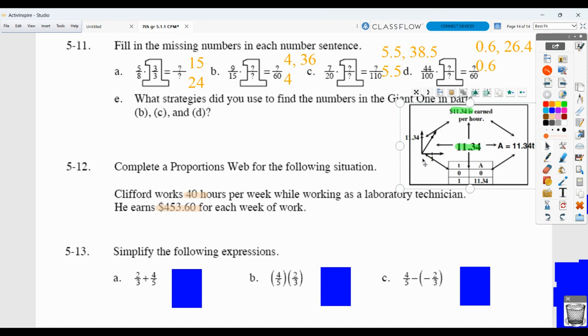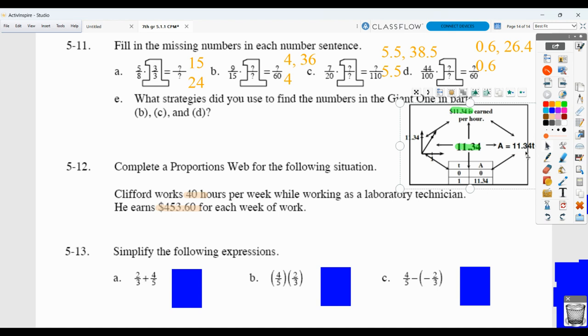And we do connect the line, we connect the dots because both time and amount of money that's earned can be expressed as a decimal. It does not have to be a whole number. Lastly, for a proportions web, you need a formula. So the formula is take the amount of time that he works, multiply it by $11.34, and that will give you the amount of money he earns. So this would be the formula.